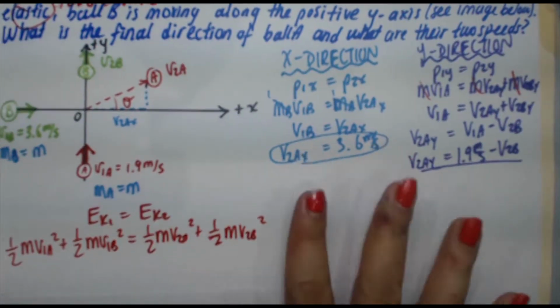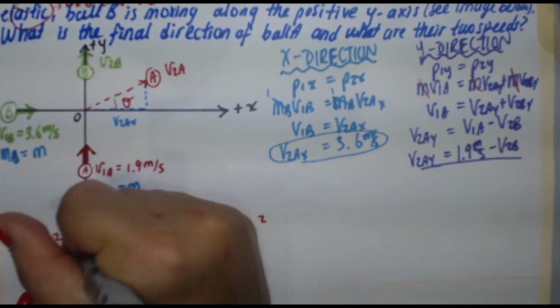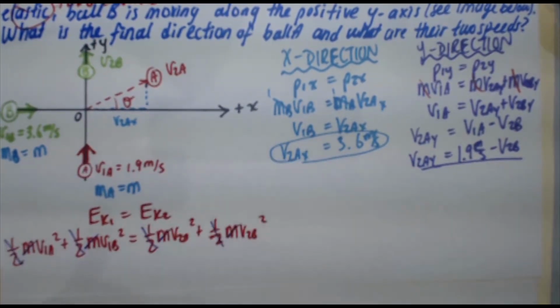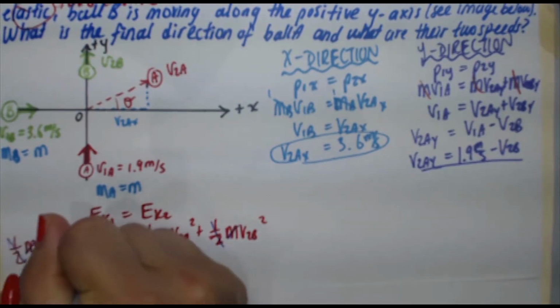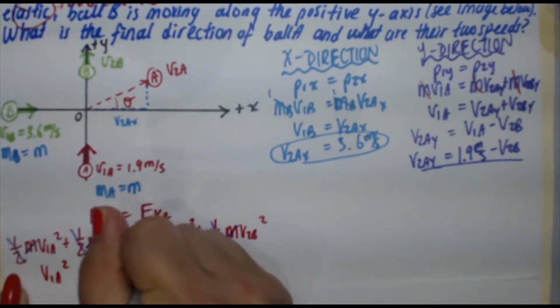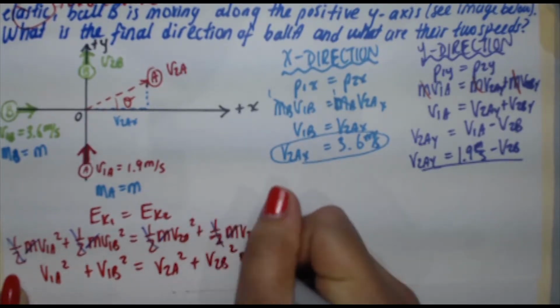Okay, so we're going to do some canceling now. Something that appears in every term. We've got a half appearing in every term and a mass. So half and mass disappear from every term. So you're left with an expression for speeds. So v1a squared plus v1b squared equals v2a squared plus v2b squared.